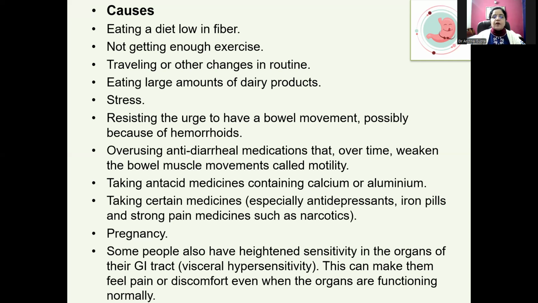Pregnancy. Some people also have heightened sensitivity in the organs of their GI tract. This is called visceral hypersensitivity, and this can make them feel pain or discomfort even when the organs are functioning normally. So these are many more known reasons that cause GI disturbances. Even some of us might not know these reasons, which can add to your digestive issues.